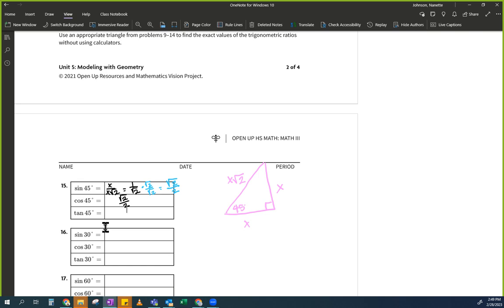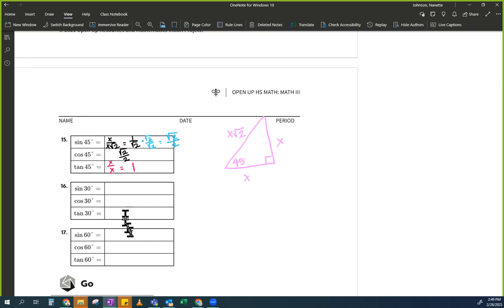What's the tangent of 45 degrees? Yes, it's x over x, which is just 1. Right? 1, 1. Perfect. So now you know how to do this. Now you'll be able to do the 30 and the 60 as well. Okay. Really good job. Any questions for me?